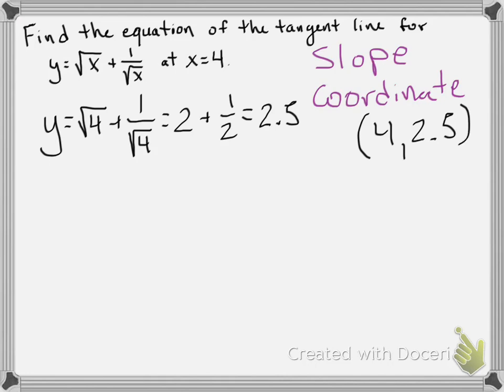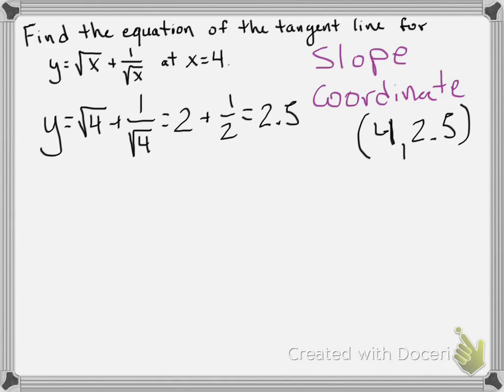We have 2 out of the 3 things that we need. We have our x value and our y value, which makes up the coordinate, and then we just need the slope. To get the slope, we're going to need the derivative. Derivative gives us the equation for the slope at any point, and so if we have the derivative, we will be able to find the slope specifically at our coordinate at x equals 4.